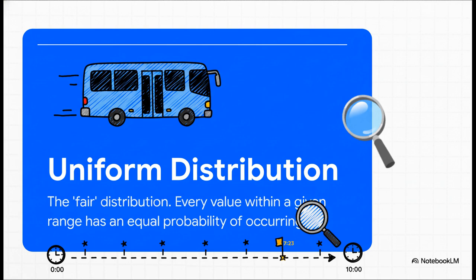Just think of it as the "anything can happen" distribution. It's perfectly fair. If a computer is going to pick a random time within the next hour, any outcome, whether it's in the first second or the 59th minute, is equally likely.